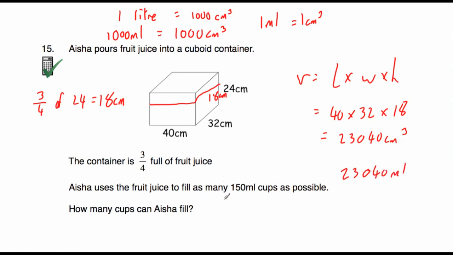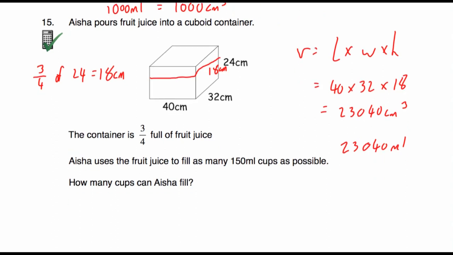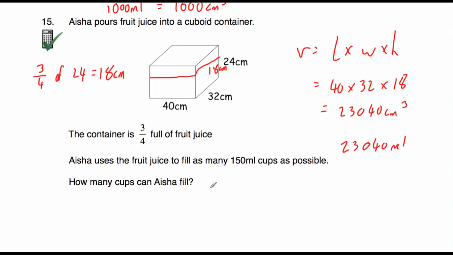And we want to fill as many 150 millilitre cups as possible. And this is a calculator question. That's great. So we just need to divide 23,040 by 150 and see what we get. Whenever we divide 23,040 by 150, we get an answer of 153.6. So that means that Aisha can fill 153.6 cups. So the question is, how many cups can she fill? She's trying to fill as many 150 millilitre cups as possible.